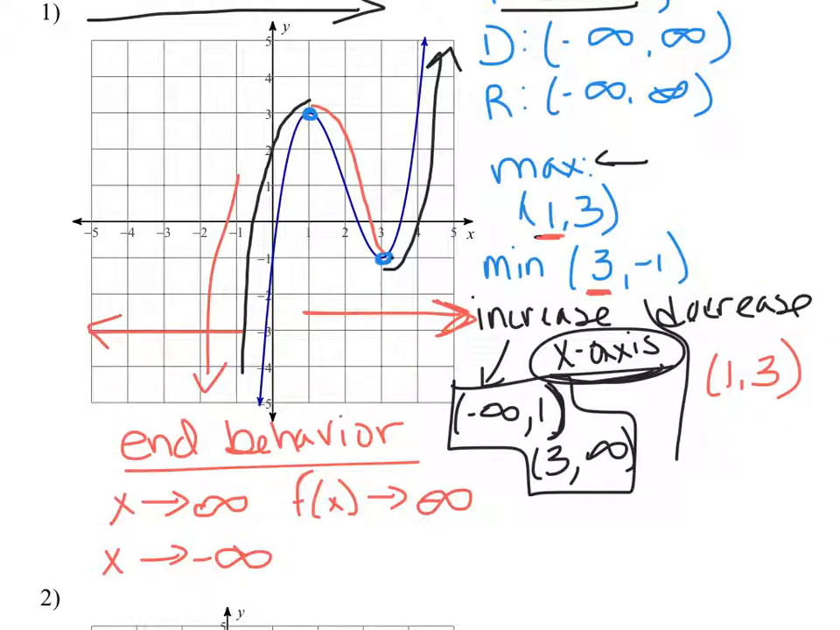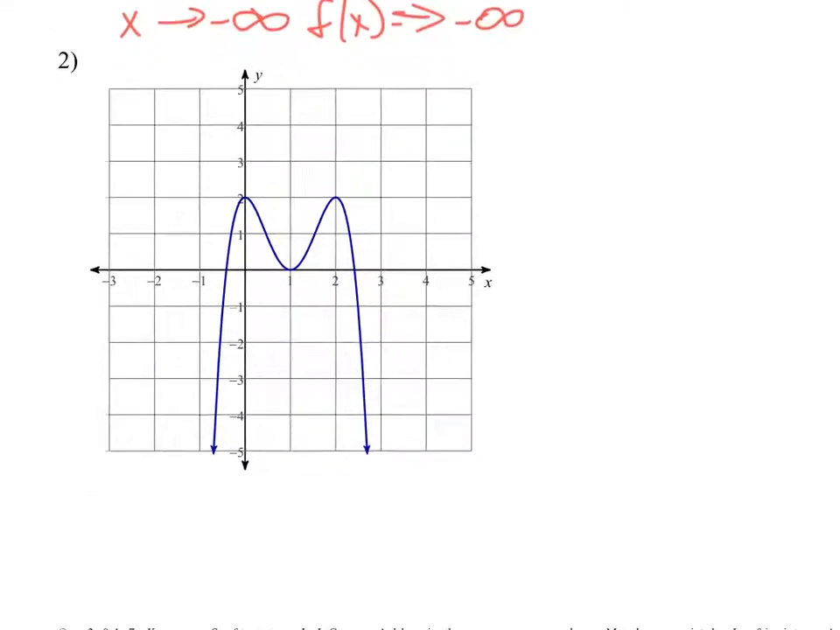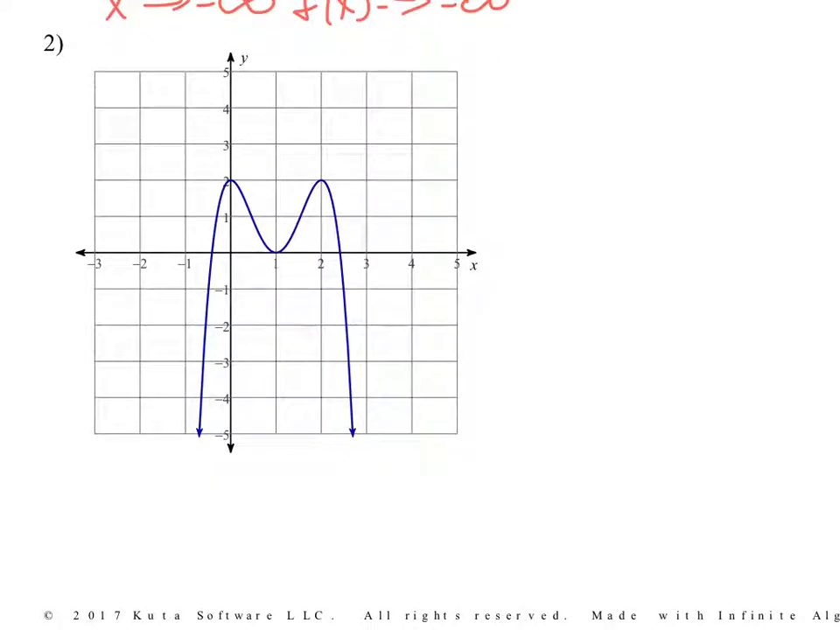We're looking at when x is going to negative infinity, what's happening to the graph? Well, in this case, the graph is going down. It's going to negative infinity. Right, so let's look at the next one here. So domain and range, we'll give you a second, you try that.